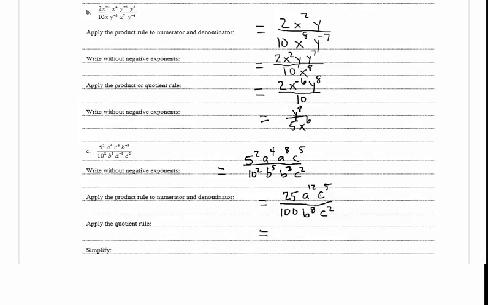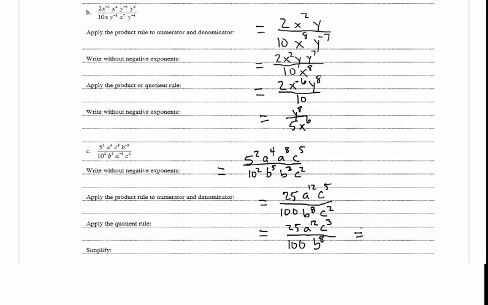And the only variable we need to apply the quotient rule to is our c variable. So we have 25 a to the 12th, and now we have c to the 5th divided by c squared is going to be c cubed, divided by 100 b to the 8th, and now we want to simplify.